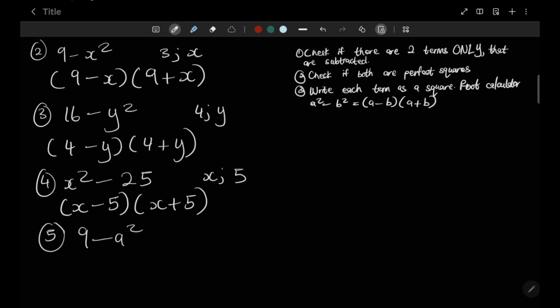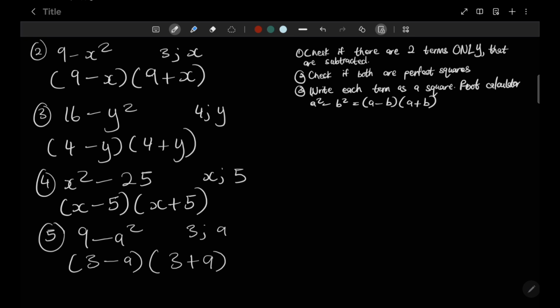9 minus a squared. What's the first condition? Check if there are two terms only. You have 9 and a squared. There are two terms only that are subtracted. You have a minus sign. Let's go to the second step. Check if both are perfect squares. The square root of 9 is 3, so it's a perfect square. A squared is a times a, right? So they are both perfect squares. Number 3, write each term as a square. What is the square root of 9? 3. What is a squared? A times a. Now it's time to substitute. Open the first bracket, 3 minus a, second bracket, 3 plus a.